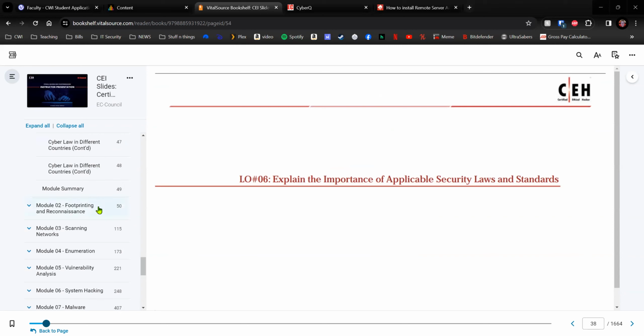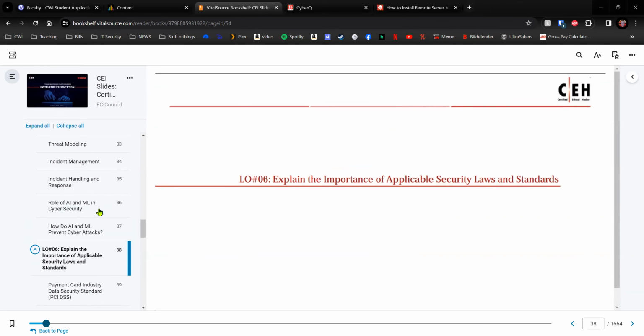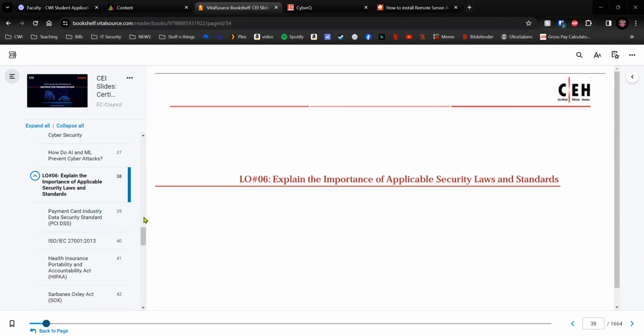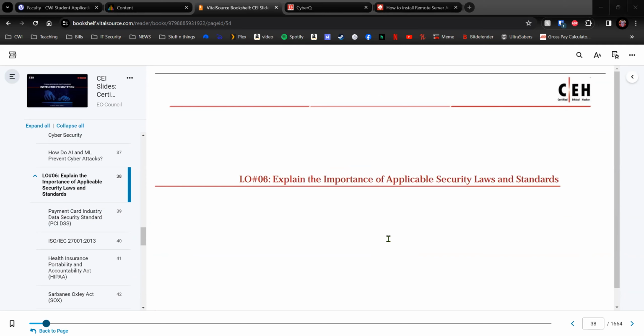Okay, I think this is the last. Yep, this is the last section of this module. Explain the importance of applicable security laws and standards. Now, as I'm sure some of you have figured out because of where I used to work and what my master's was in, I have a lot of background with security laws and standards.